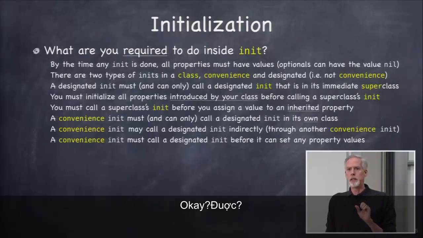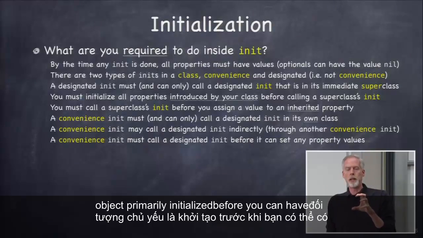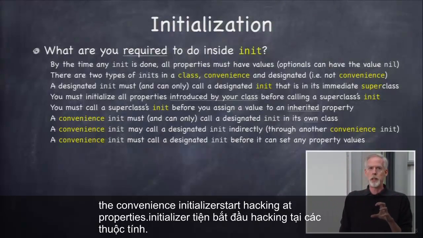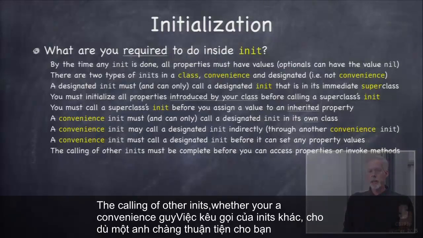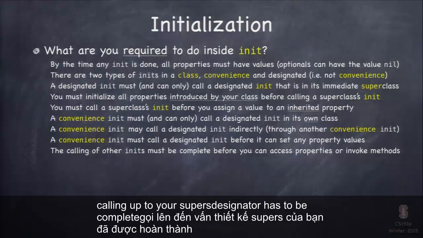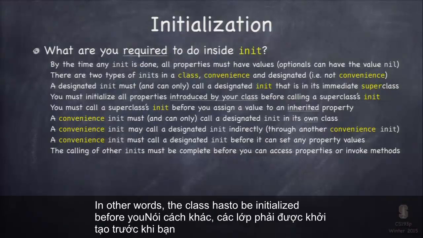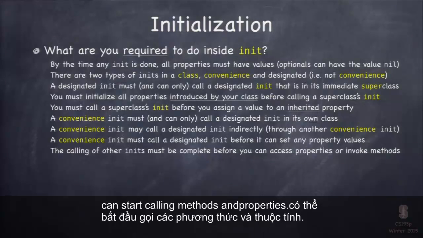A convenience initializer must call that designated initializer, directly or indirectly, before it can touch any values, obviously. You have to get your object primarily initialized before you can have the convenience initializer start hacking at properties. The calling of other inits, whether you're a convenience guy calling your designated one, or whether you're designated calling up to your super's designated one, has to be complete before you can start accessing your properties and methods. In other words, the class has to be initialized before you can start calling methods and properties.